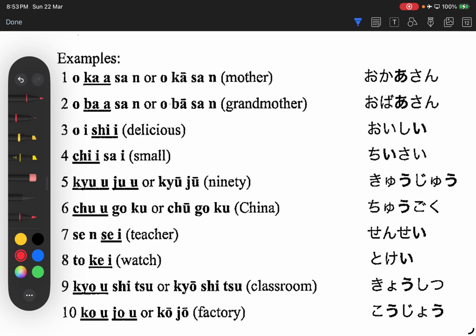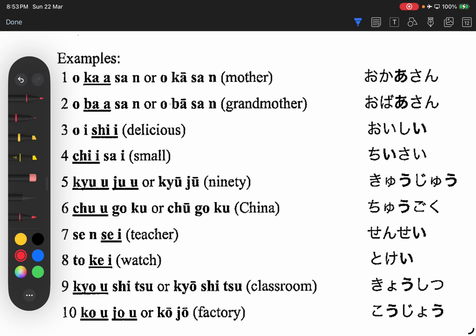教室. So this is the OU sound, not the long O sound. OU sound. 教室. Okay, next we have kojo. Without the long U sound, it becomes kojo. Kojo means deduct, right? So don't want to say the wrong things.